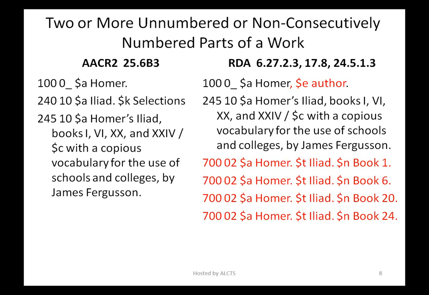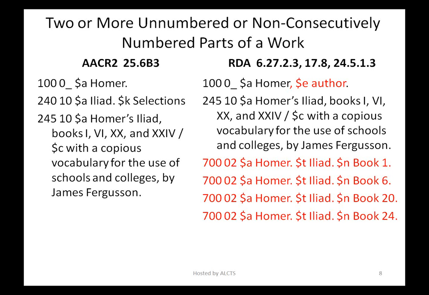There's a change in the way two or more unnumbered or non-consecutively numbered parts of a work are recorded in RDA. The basic rule in AACR2 said that if you have 3 or more unnumbered or non-consecutively numbered parts of or extracts from a work, use the uniform title for the whole work followed by "Selections." Now in RDA, when identifying 2 or more unnumbered or non-consecutively numbered parts of a work, we're told to construct authorized access points for each of the parts. And that's what this slide illustrates. If we were to follow the basic rule, you would see that we would have analytical access points for each of the 4 parts, which are numbered books of Homer's Iliad.